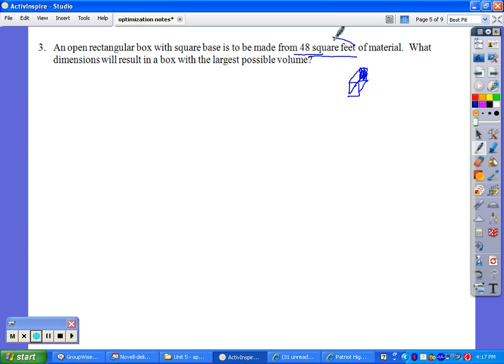Now this is key. Square feet implies area. So we're talking about the surface area is 48. Okay. And we want the dimensions that give us the largest possible volume. So we want to maximize volume. Okay, so we need our equations for volume and surface area. Sometimes they will give them to you, but it's not a guarantee.